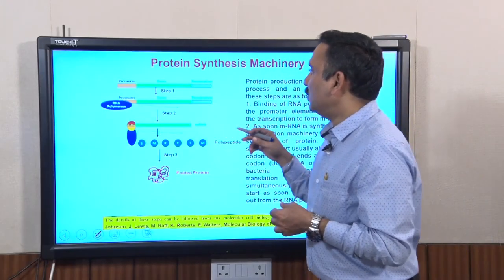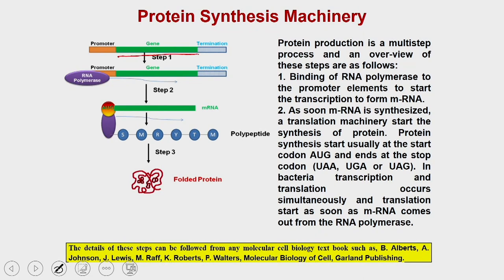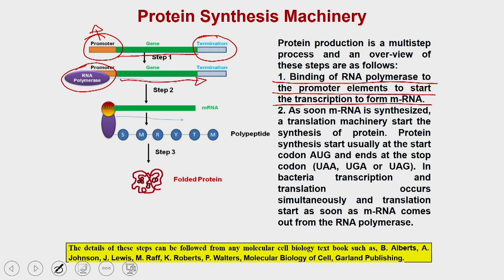In a protein production machinery, you have a coding sequence which is called a gene, and next to the gene you have a promoter sequence. This promoter sequence is required for providing the docking site for the RNA polymerase as well as different types of transcription factors, and at the 3 prime end you have a termination sequence which is going to terminate the transcription of this particular gene. You can imagine that in the first step the RNA polymerase will bind to the promoter elements to start the transcription to form the messenger RNA. The RNA polymerase will sit on the promoter and start synthesis of the gene, and that will produce the messenger RNA. As soon as the messenger RNA is synthesized, a translational machinery starts the synthesis of protein.